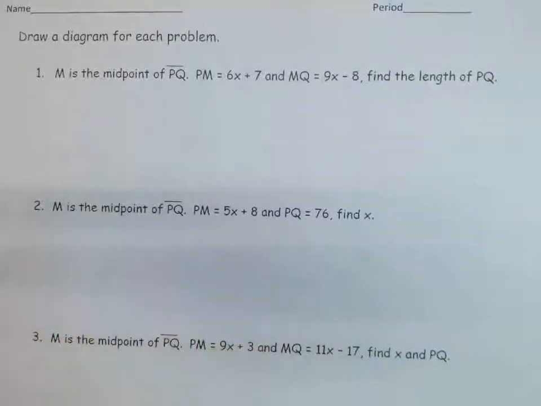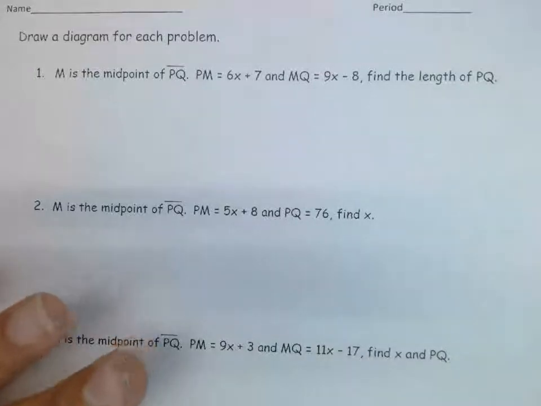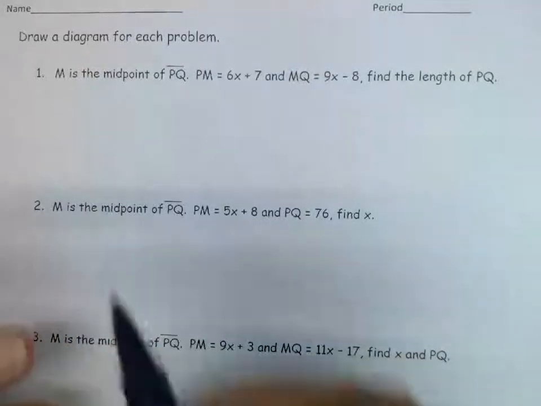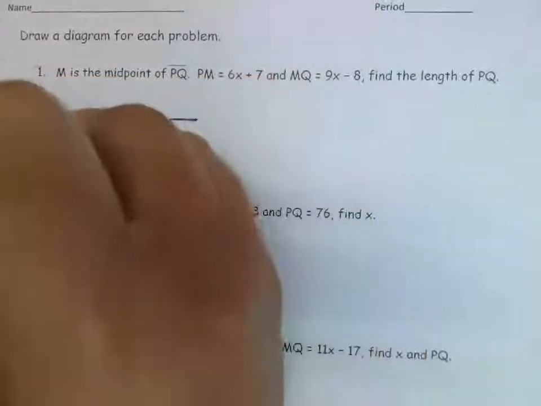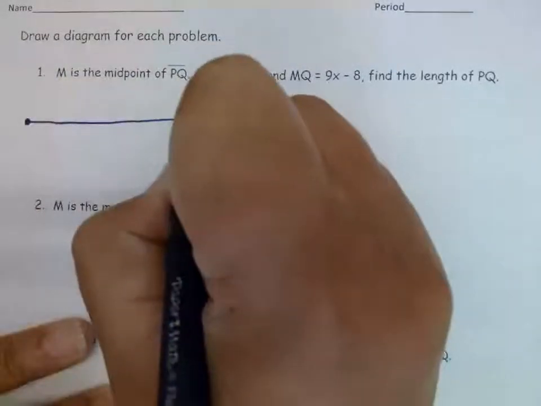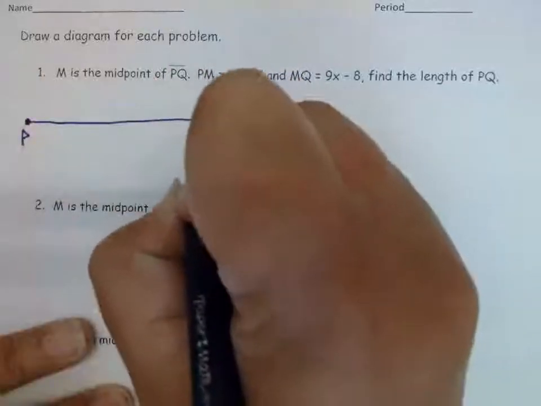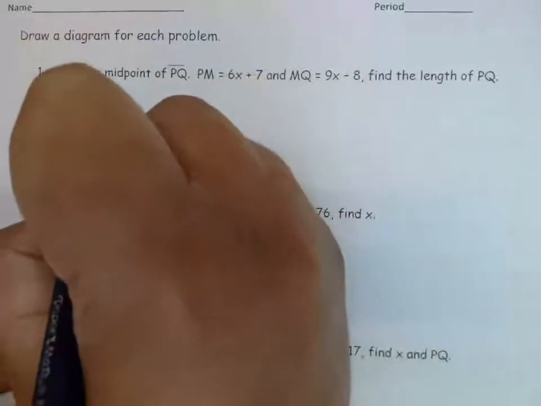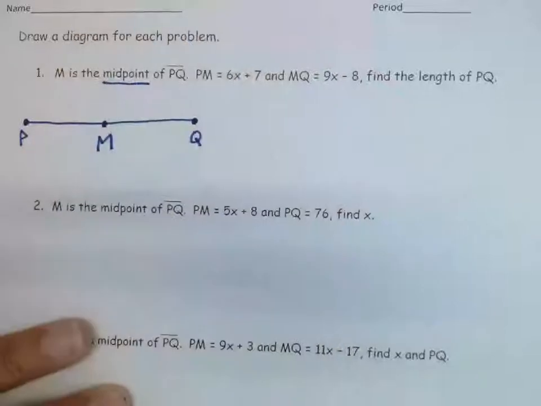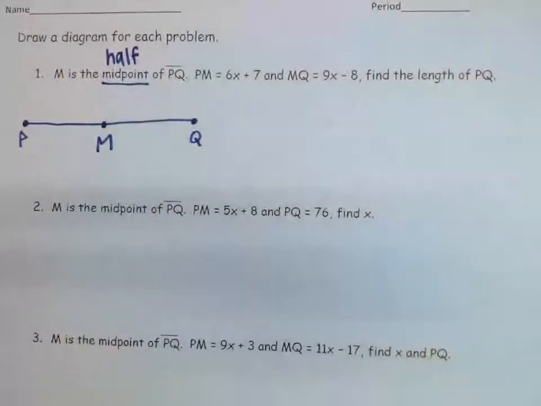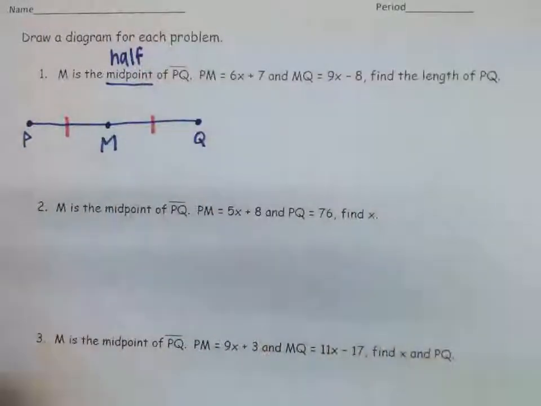So now let's actually go to the problem at hand. This is saying to draw a diagram for the problem. So you're just going to draw a line, and it says M is the midpoint between P and Q. So right smack in the middle. And if it's the midpoint, that means it cuts it in half. So if it cuts it in half, that means that each piece is the same length. So you need to have those little dashes there, right?